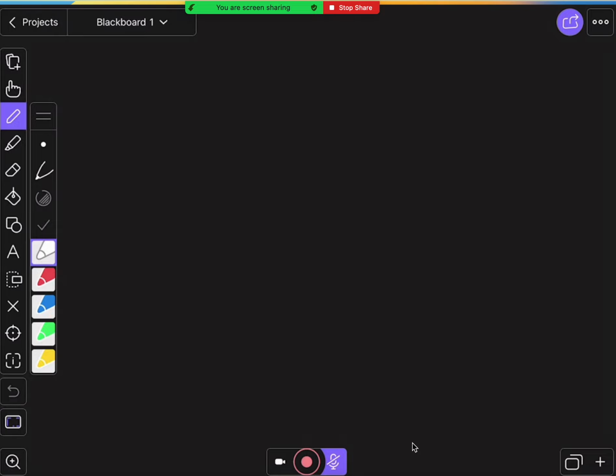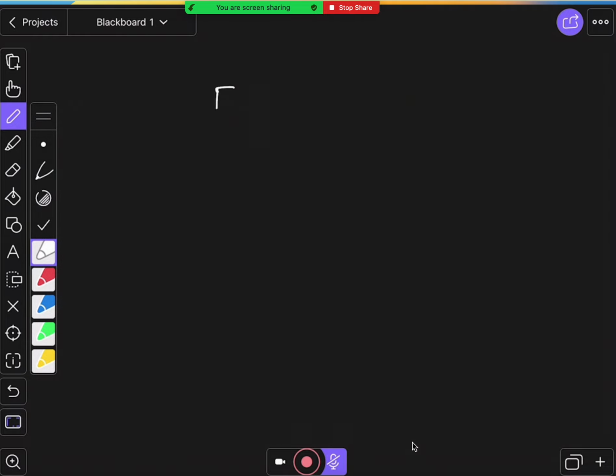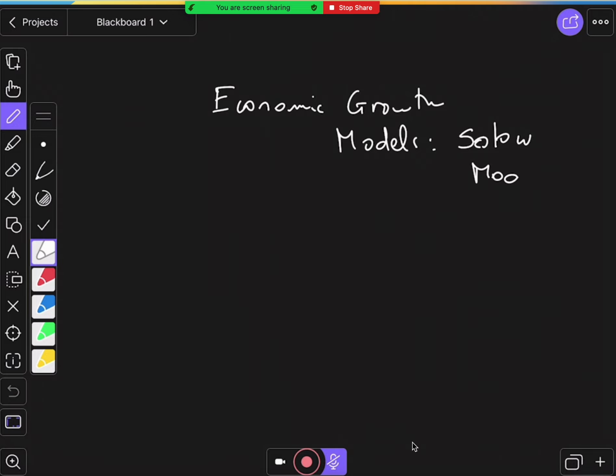So, in today's lecture, we're going to talk about the economic growth model. And more specifically, we are focusing on the Solow model. The Solow model is the simplest form of the models.